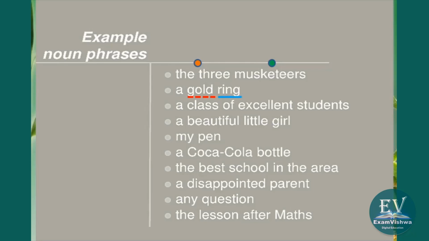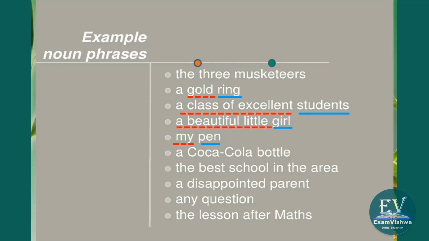the noun ring. A class of excellent. Who? Students. So the noun is students. A beautiful little. Who? Girl. Okay. My pen. Whose pen? My pen. Alright. So this is how you pick up noun phrases. This is how you try to identify a noun phrase in a sentence. A noun phrase will be one where there is a noun and there is an adjective or there is an adverb to go along with it.